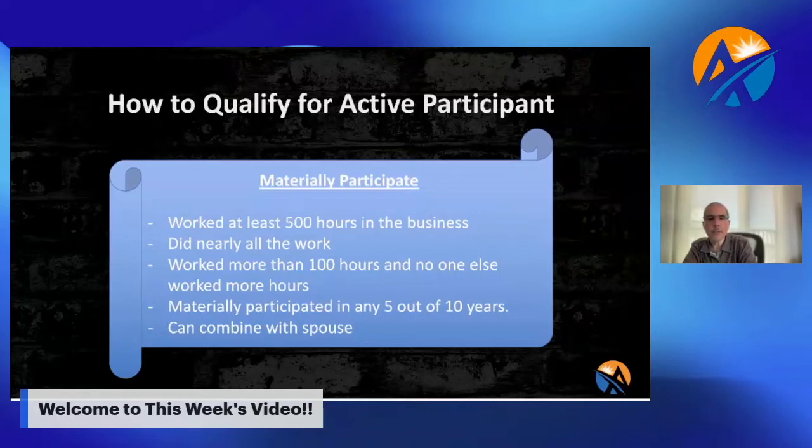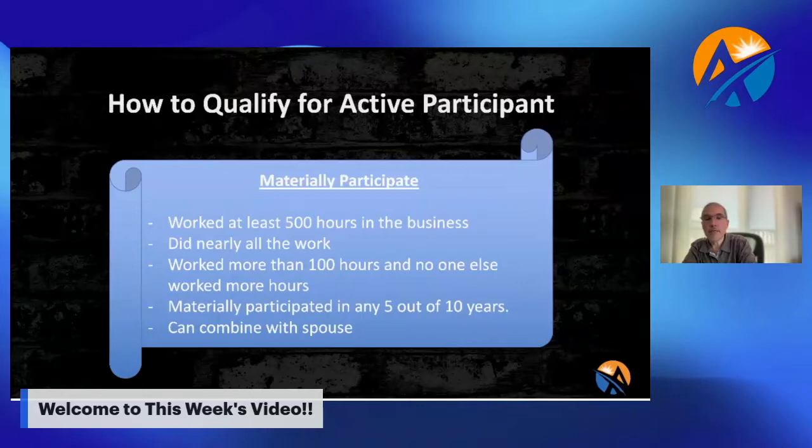The good news with this test, unlike the last test, is that you can combine your hours with your spouse and you can do other things like combine the properties. In other words, the last test was an individual test, but this test allows you to combine with your spouse and do some other things. Again, there is a lot involved in this test, so check with your tax professional to make sure you meet this test and have documentation to prove this.